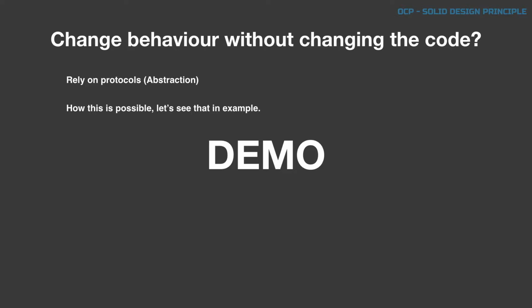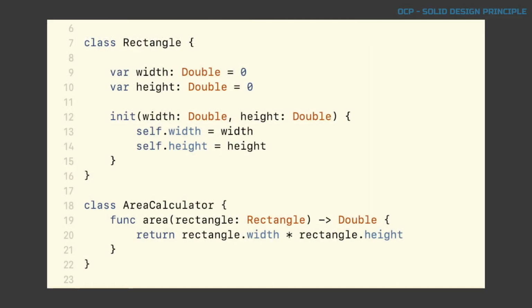So let's get in. In this example, you can see I have a class called AreaCalculator. The sole purpose of that class is a function called area, which takes a rectangle object and returns a double. For a rectangle, we calculate the area by multiplying rectangle width and rectangle height, and return the area. So now I have a class Rectangle and my AreaCalculator, whose sole purpose is to calculate area.